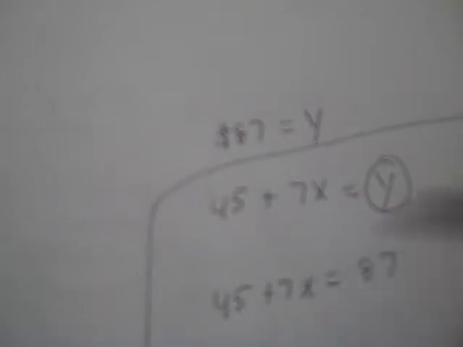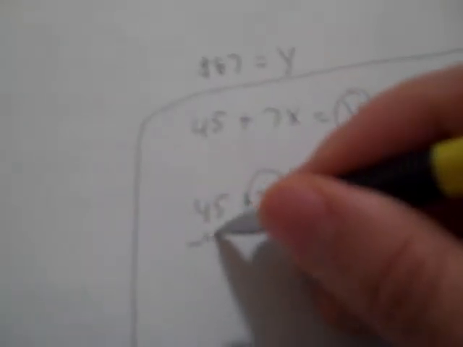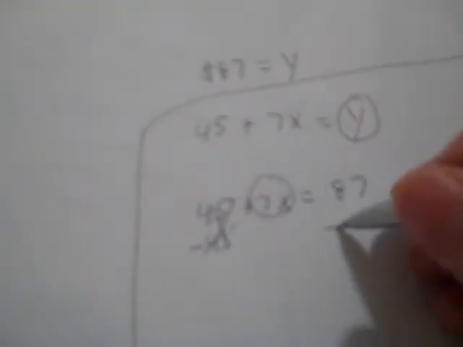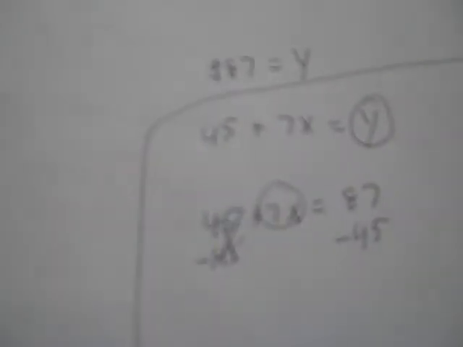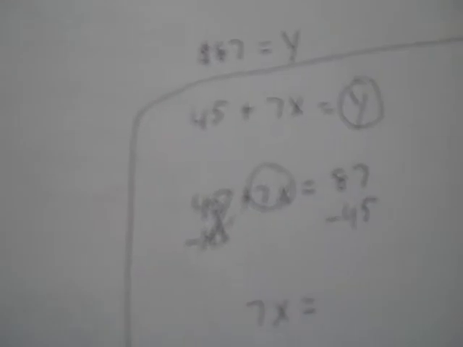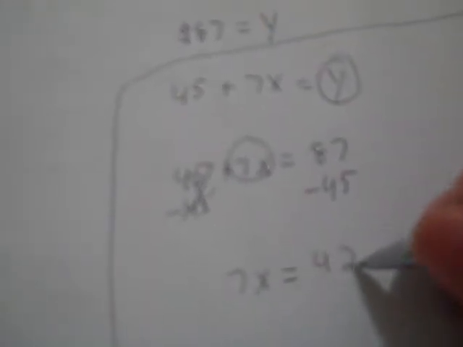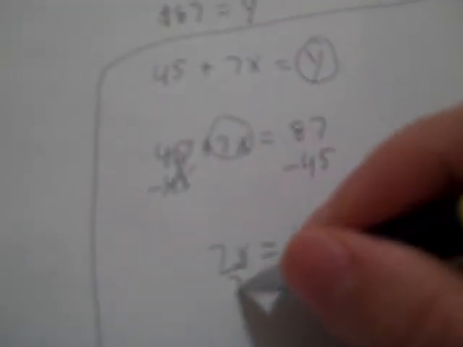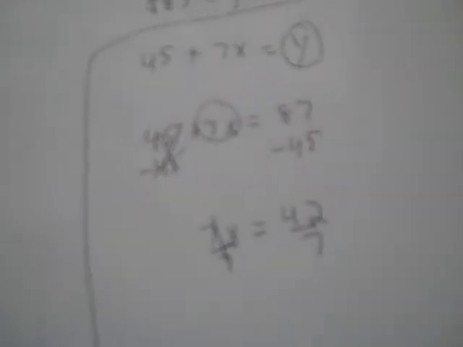Okay, so we need to work on getting that x variable by itself. It has a coefficient of 7. We need to undo the 45 first by subtracting. Okay, 87 minus 45 is 42. And then we're going to divide by 7 on both sides. And 42 divided by 7 is 6. So 6 months.